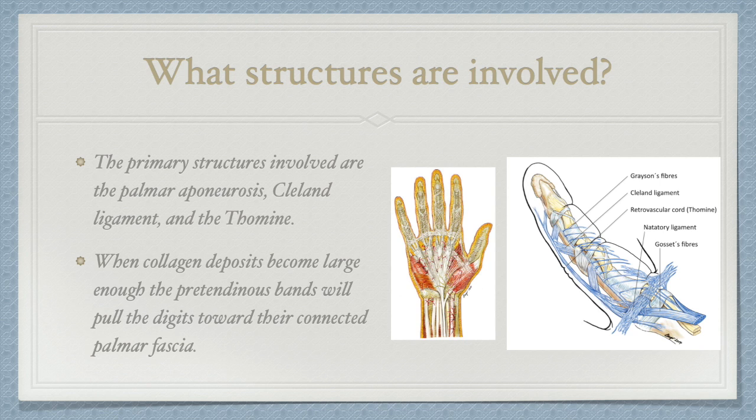The primary structures involved are the palmar aponeurosis, the Cleland's ligament, and the retrovascular cord known as the Thomine. When collagen deposits become large enough, the pretendinous bands will pull the digits toward their connected palmar fascia.